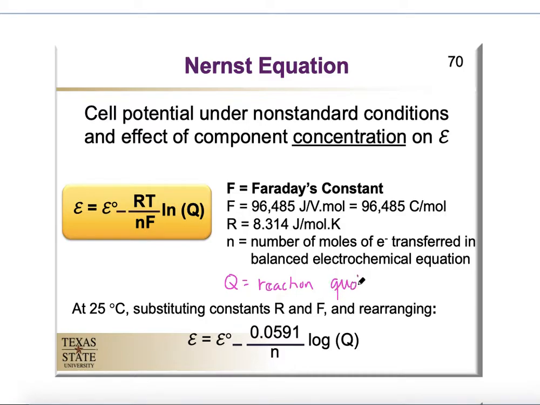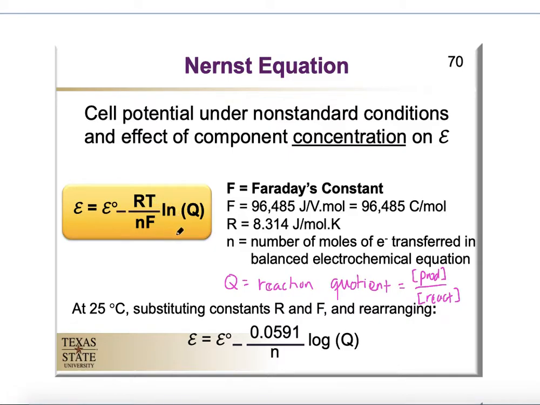And for the reaction quotient, remember that you calculate it in the same way that you calculate your equilibrium constant, meaning the product concentrations over the reactant concentrations, each of them raised to their individual exponent, right? And of course, this enables you to have concentrations other than 1 molar. And then the T here allows you to have temperatures other than 298 Kelvin.